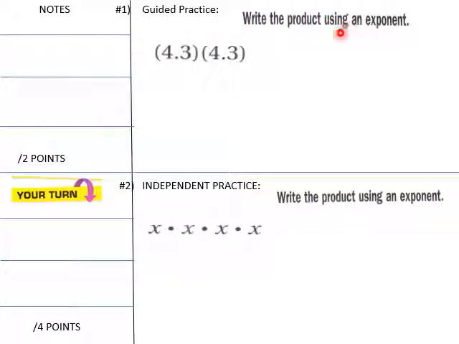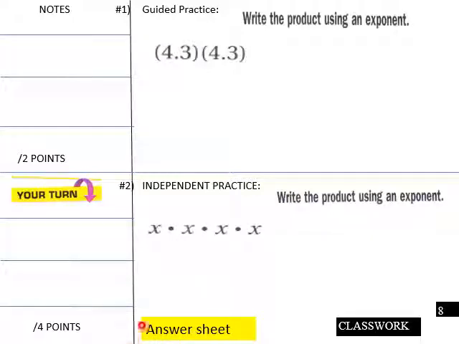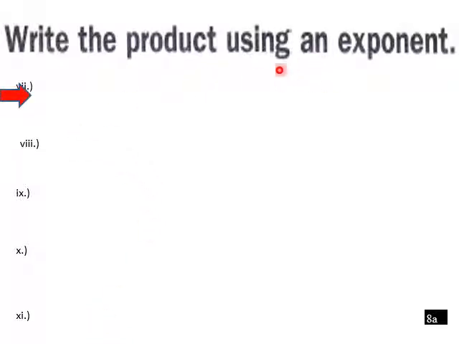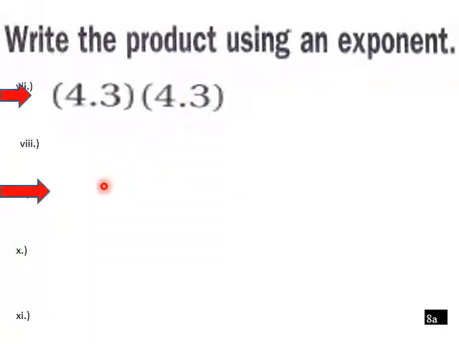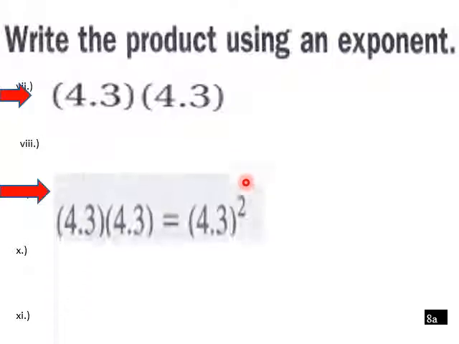Okay, first guided practice, write the product using an exponent. Same thing down here, students, write your product using an exponent. And let's go ahead and do our first one. Students, teachers, you can wait on your class for a couple minutes for them to do this before we move. Okay, write the product using an exponent. So how will you write that? Exponent would be 4.3 squared.